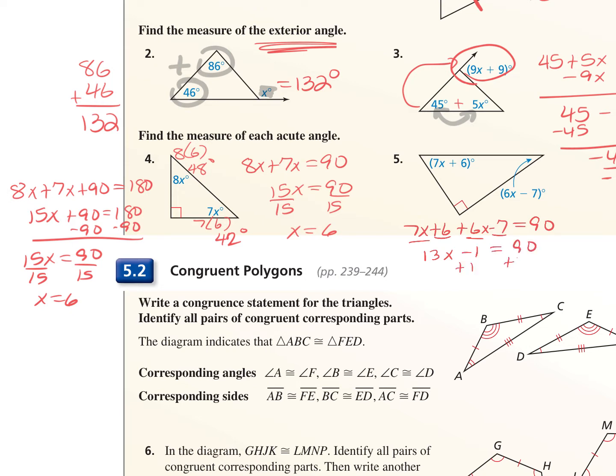I need to add 1. I get 13x equals 91. Divide by 13, and x equals 7. Now it asks for each acute angle, so now I've got to plug it in. So I'm going to come up here, 7 times 7 plus 6, 49 plus 6, and my first acute angle is going to be 55. And then the other one will be 6 times 7 minus 7. So 42 minus 7, and this is going to give me 35.